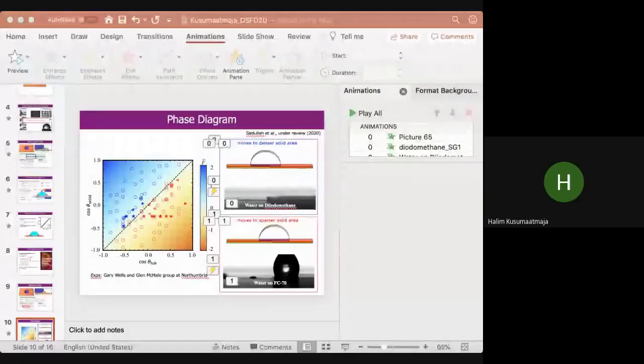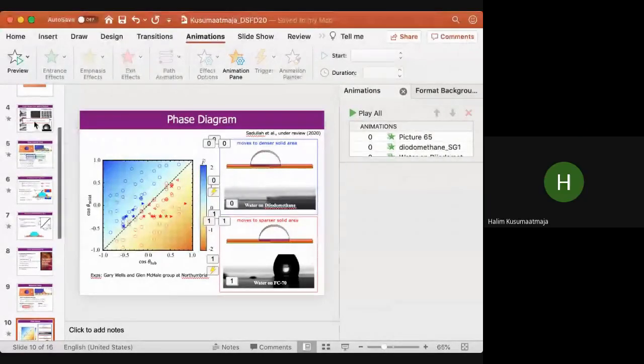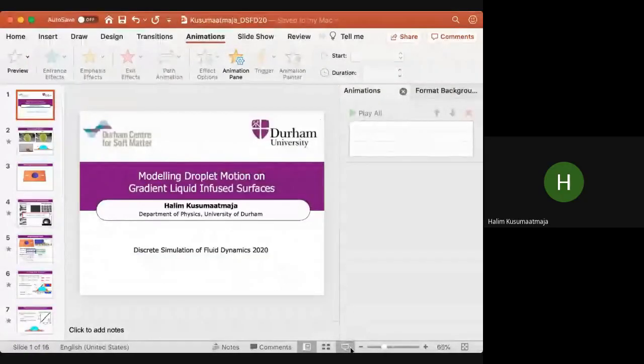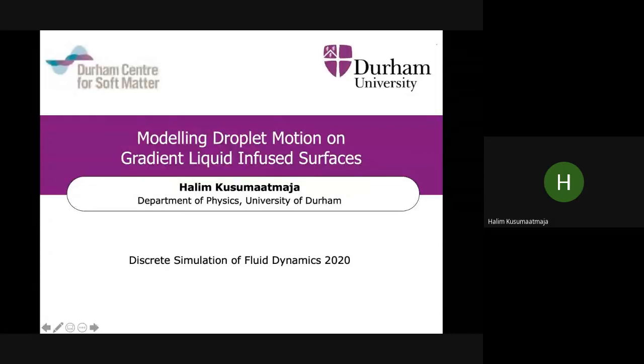Okay. I hope you can now see it. Now I can see your screen. Yeah, and I can see also your pointer moving. So please go. Okay, great. So I'm going to give a very brief version. So I'm really sorry for the problem earlier.